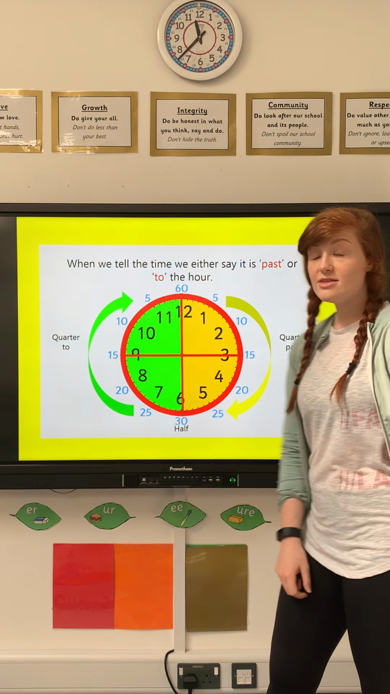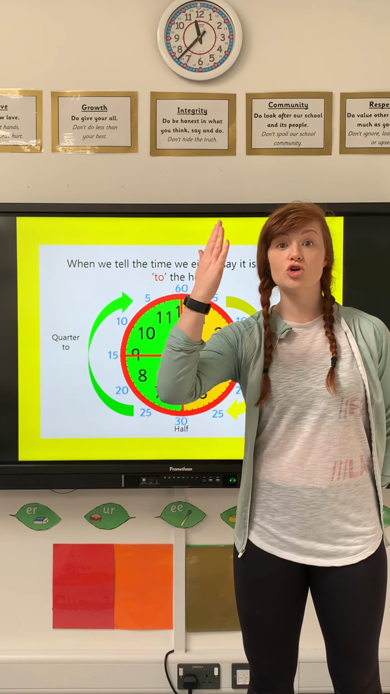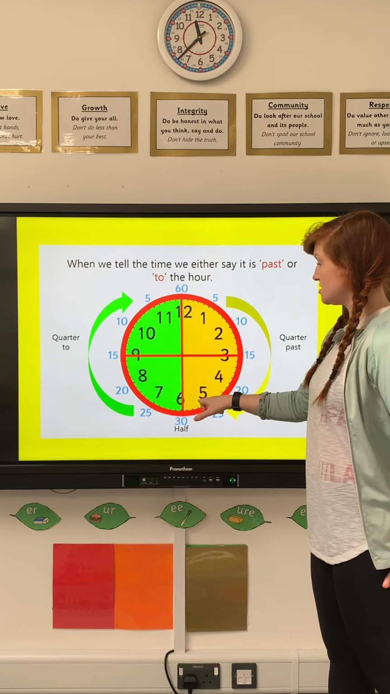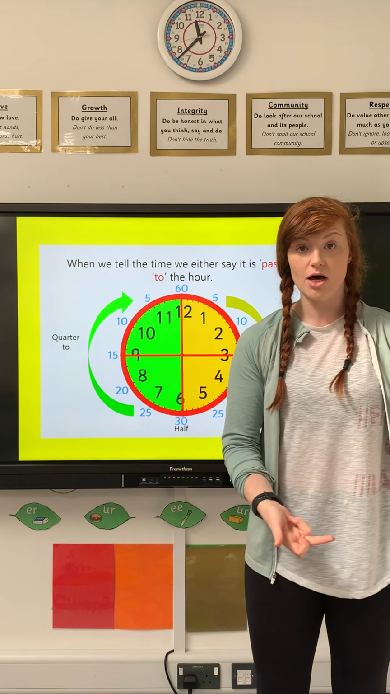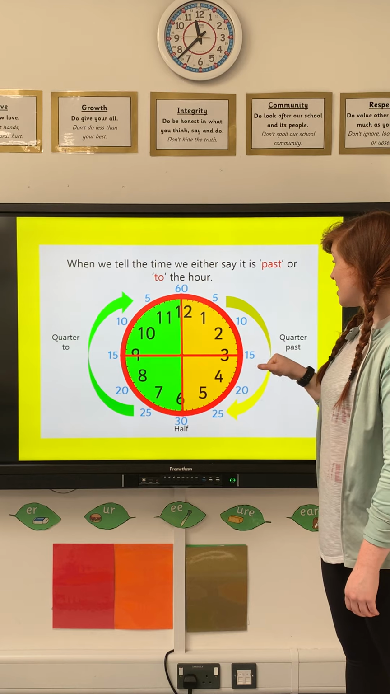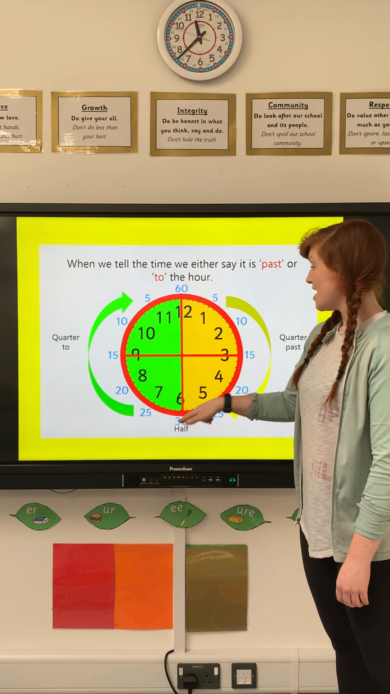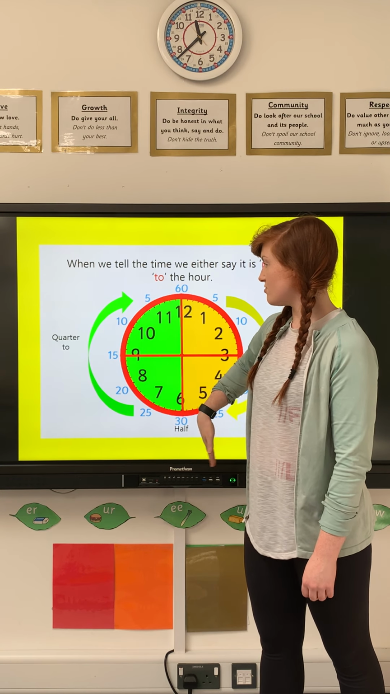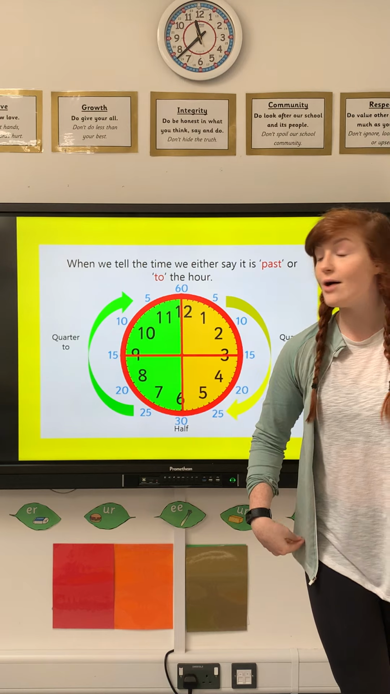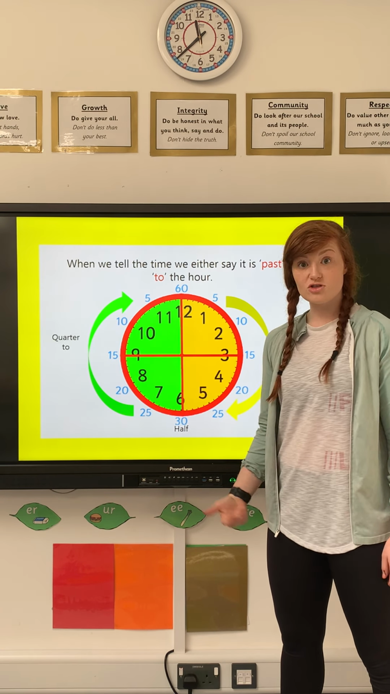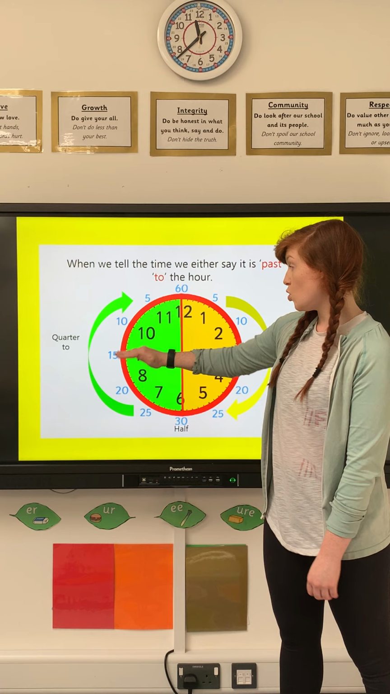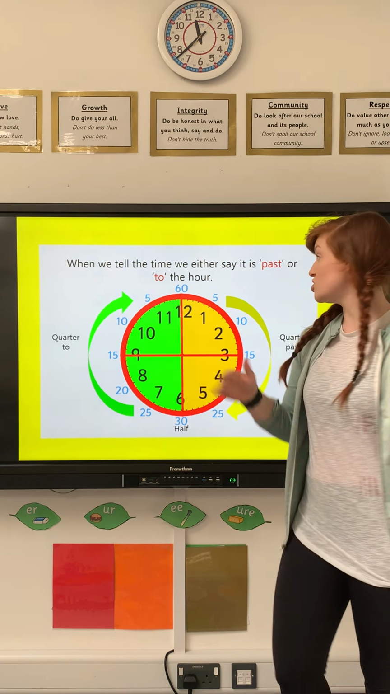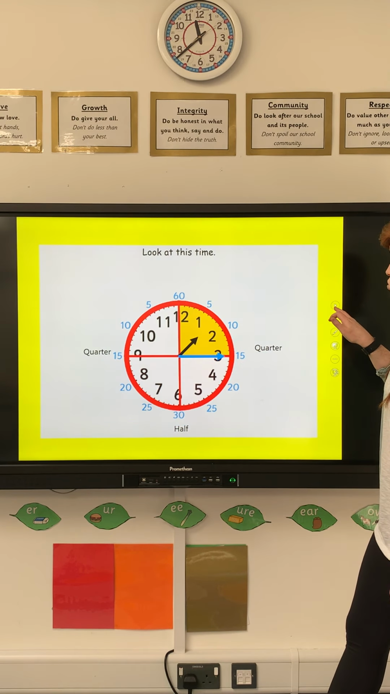And when we tell the time, we either say it's past the hour or to the next hour. So the first half of the clock, this yellow half, from the 12 to the 6, we would say that that's past the hour. So 5 past, 10 past, quarter past, 20 past, 25 past, half past. Now, from the half past up to the 12 on this side of the clock, we'd call it to the hour. So we'd call that 25 to, 20 to, quarter to, 10 to, 5 to, and then we go back to o'clock. But in this lesson, we're just looking at past the hour and quarter past.